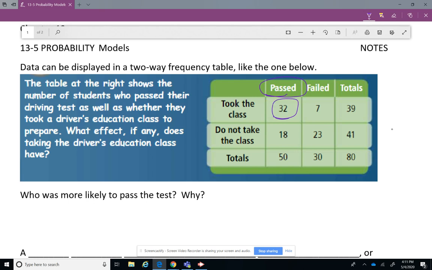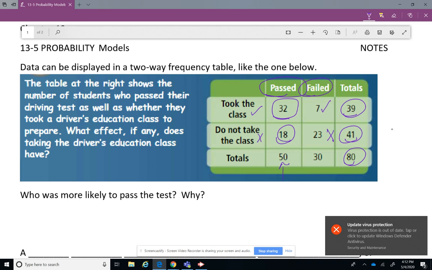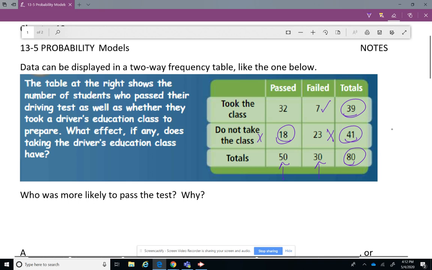So these 32 that passed it took the class. These 18 that passed it did not take the class. And then you have 7 that failed it that took the class, and 23 that failed it that did not take the class. So you have a total of 39 people who took the class, and 41 people who did not take the class. And that's a total of 80 people. You have 50 people who passed and 30 people who failed.